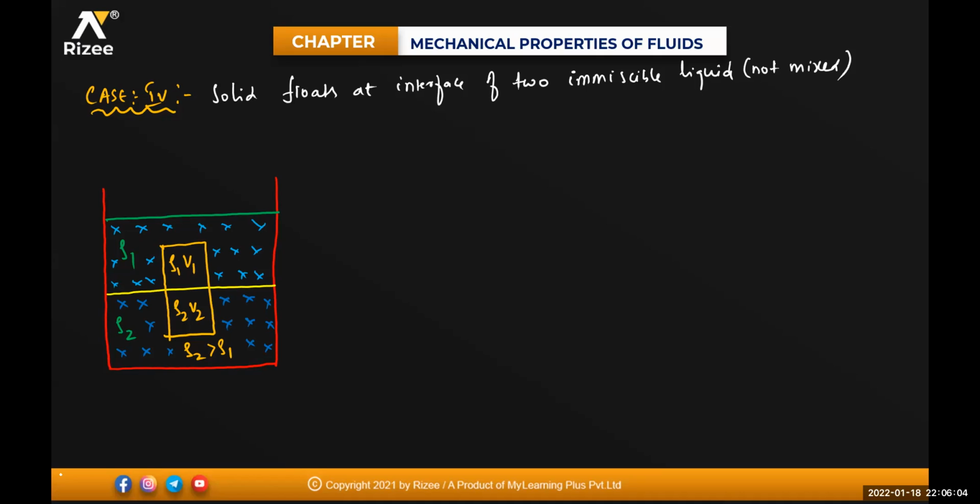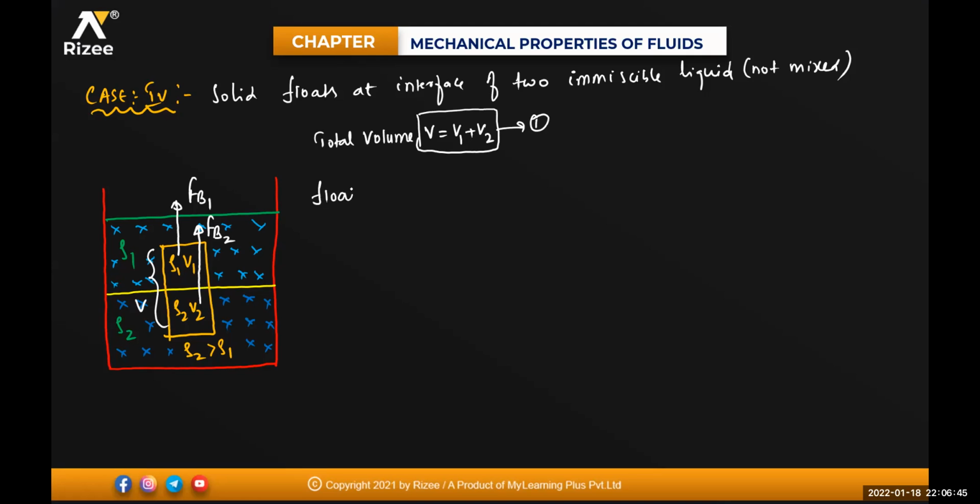Now tell me, what are the buoyant forces which are acting, beta? The first liquid will exert one buoyant force in the upward direction, FB1. The second liquid is also exerting a buoyant force in the upward direction, that is FB2, isn't it? And ρ2 is greater than ρ1. So what is the total volume of this body? From here to here, this will be your total volume. Total volume V is equal to V1 plus V2. Okay, this is my first equation.